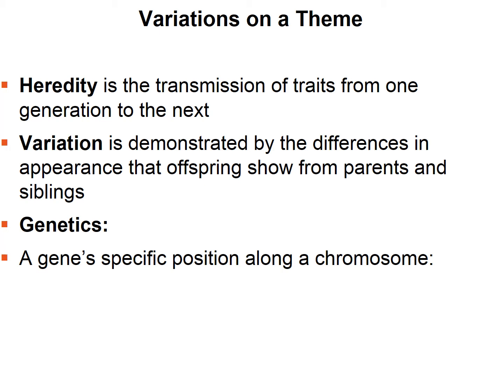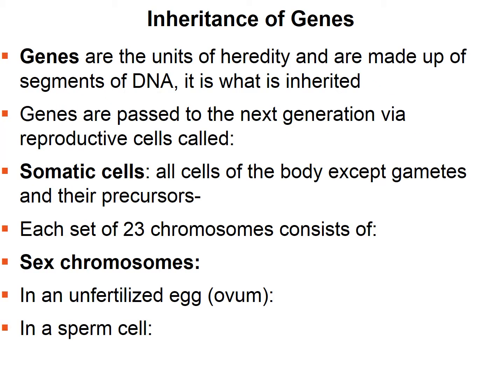A gene's specific position along a chromosome is called a locus. Now, genes are the units of heredity. They're made up of segments of DNA. This is what is inherited. This is what's passed down from parent to offspring. Now, the way these genes are passed down to the next generation is via reproductive cells. These are called gametes. These are sperm and egg.